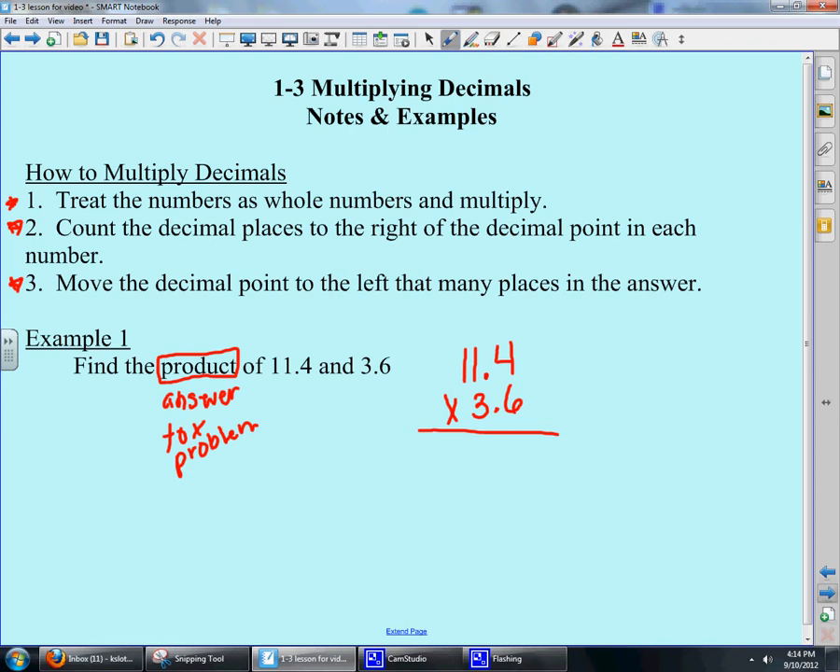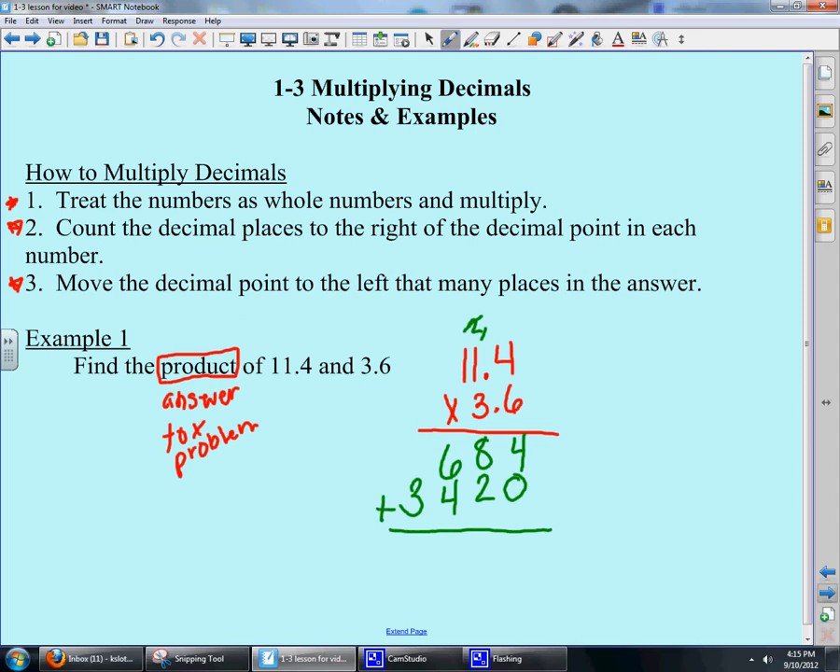6 times 4 is 24, so you write down the 4, carry the 2. 6 times 1 is 6, plus 2 is 8, and 6 times 1 is 6. Since we're moving to the second digit, we put a 0 down and cross off that 2. 3 times 4 is 12. Carry the 1. 3 times 1 is 3, plus 1 is 4, and 3 times 1 is 3. We have the numbers lined up nicely.